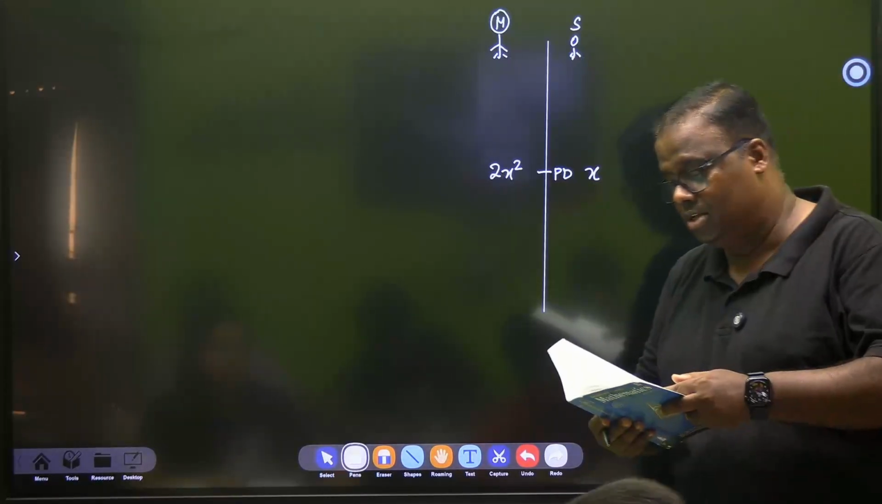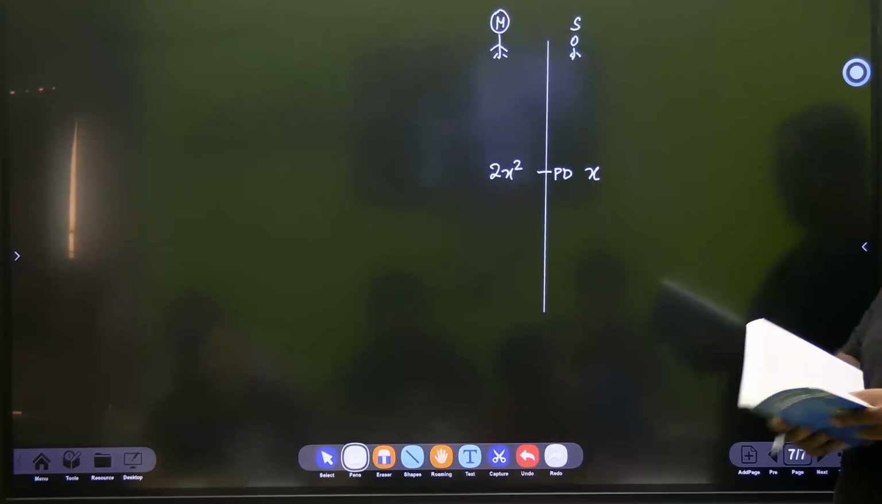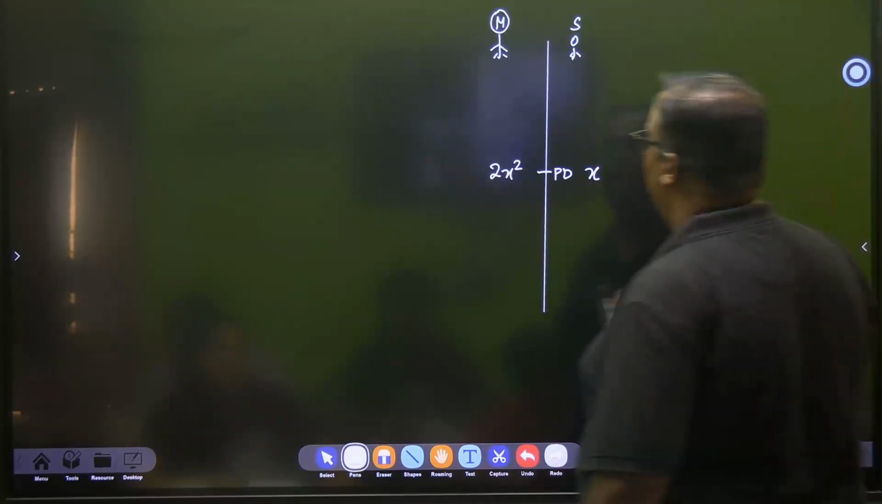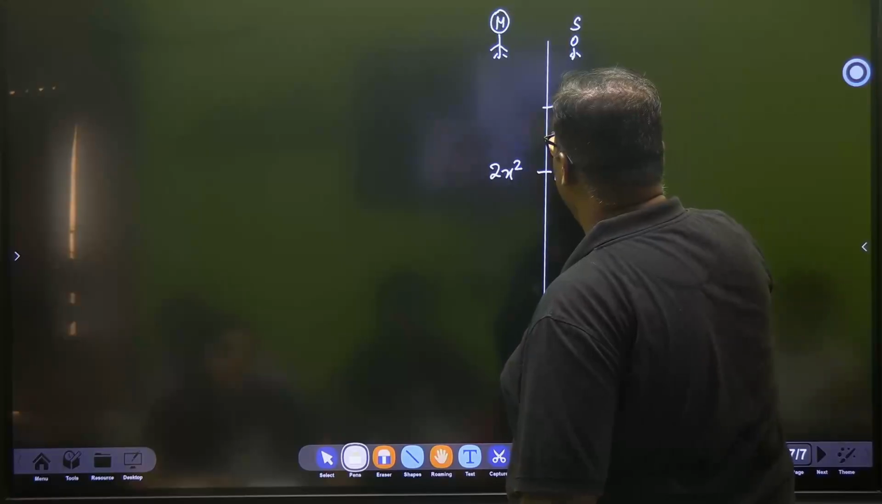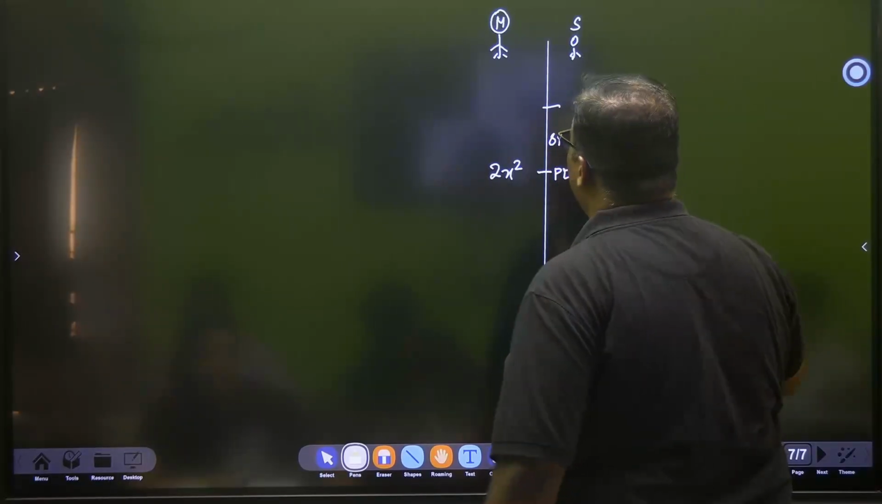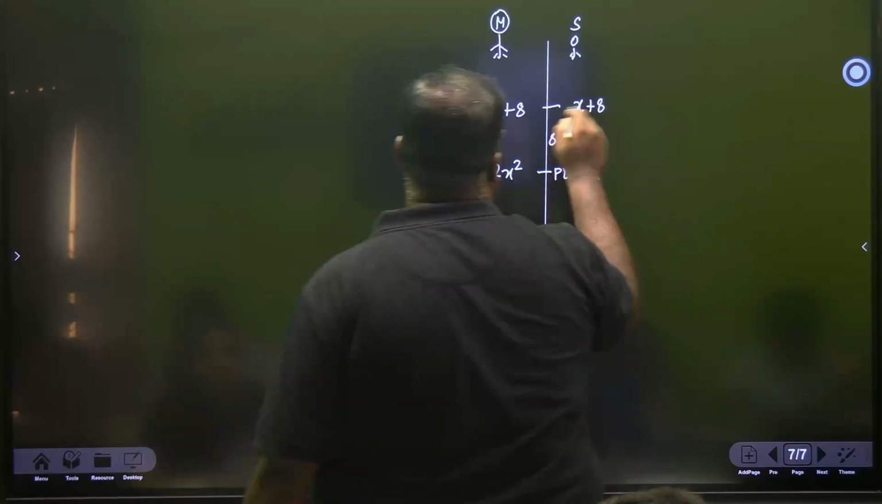Okay, now it says 8 years later, like YouTube, 8 years later. So let's not read the question. Straight away jack up 8 years. After 8 years, this is 8 plus years. Son becomes how much? So man becomes how much? 2x square plus 8. These two are equal.